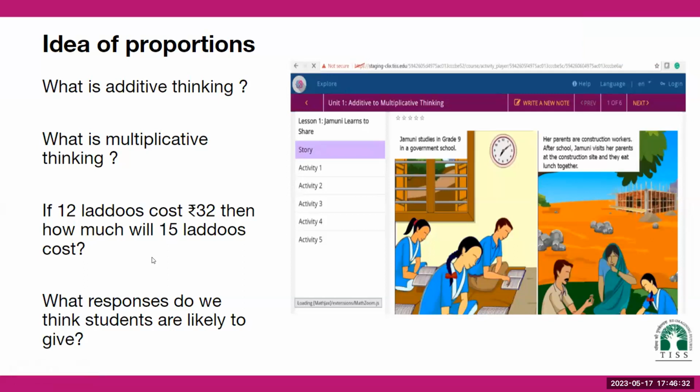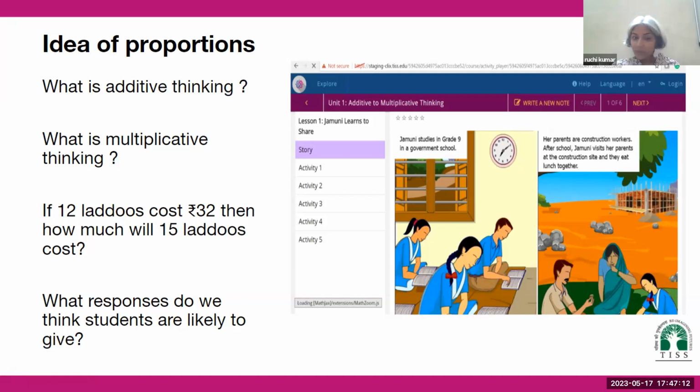40 rupees. How did you calculate? Unitary method. Each laddu costs 32 by 12. Then I multiplied by 15. If one laddu is 8 by 3, then 15 laddus is 15 into 8 by 3. Okay, that is one method, the unitary method which we generally teach in the classroom. I worked it in another method also, with ratio and proportion: 12 is to 32 is equal to 15 is to x, and I've calculated.